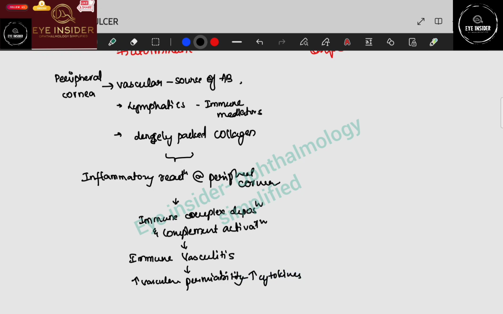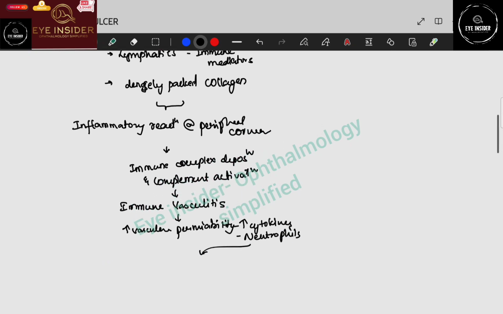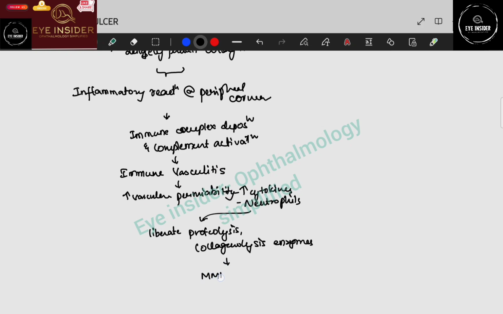So what do these do? We have interleukin-1 and neutrophils, with TNF alpha being liberated. These cause proteolysis and collagenolysis and activate matrix metalloproteases. This leads to the destruction of the corneal stroma. So this was regarding autoimmune causes.